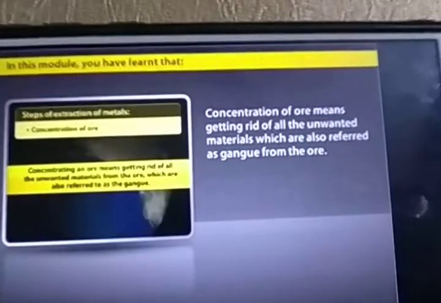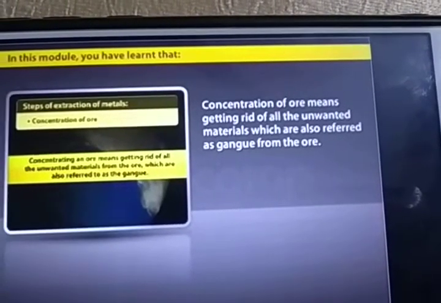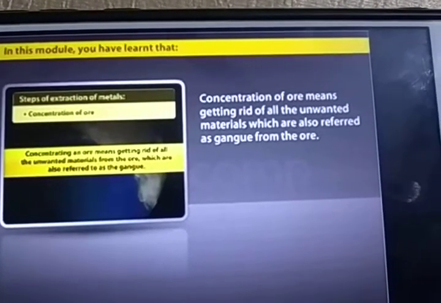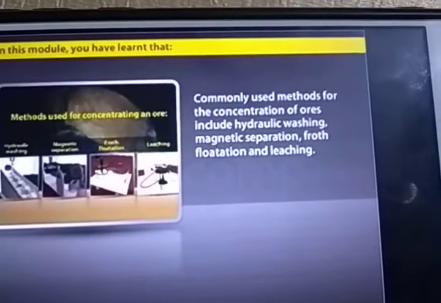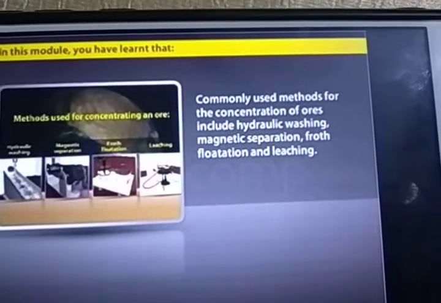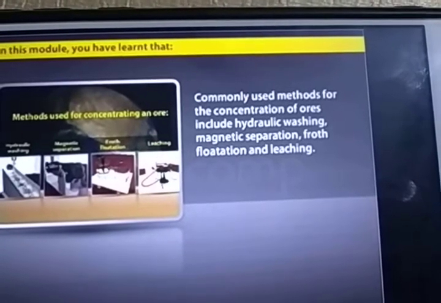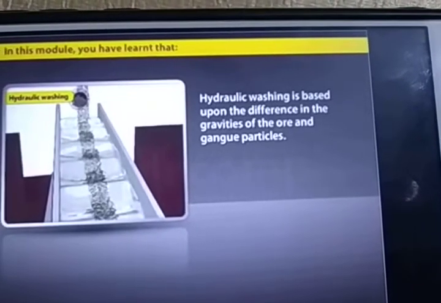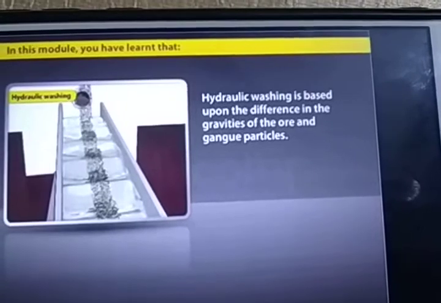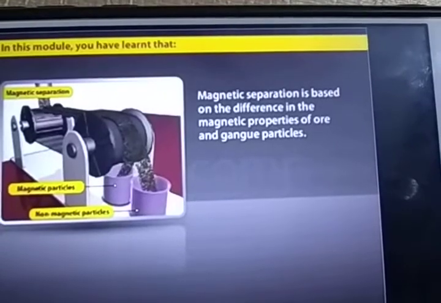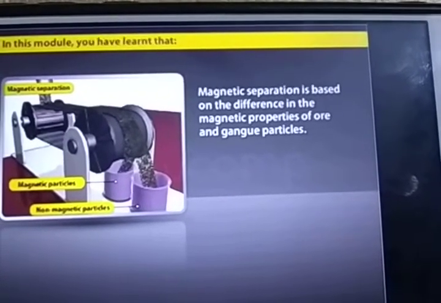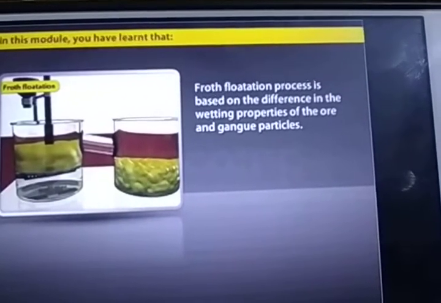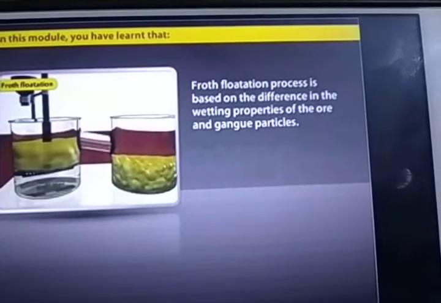Concentration of ore means getting rid of all the unwanted materials, which are also referred to as gangue, from the ore. Commonly used methods for the concentration of ores include hydraulic washing, magnetic separation, froth flotation, and leaching. Hydraulic washing is based upon the difference in the gravities of the ore and gangue particles. Magnetic separation is based on the difference in the magnetic properties of ore and gangue particles. Froth flotation is based on the difference in the wetting properties of the ore and gangue particles.